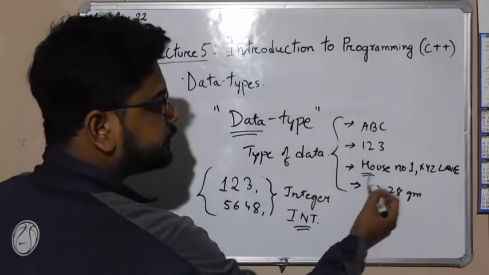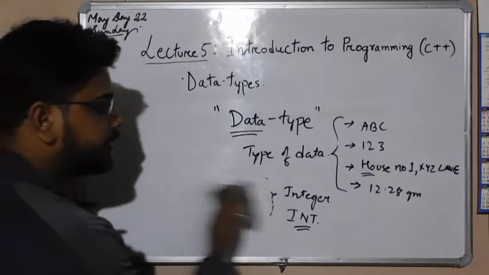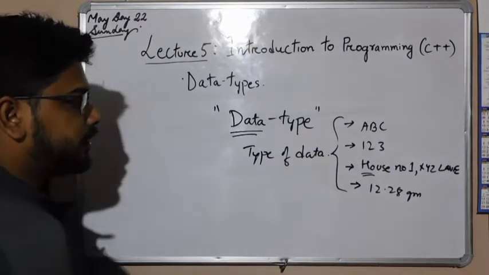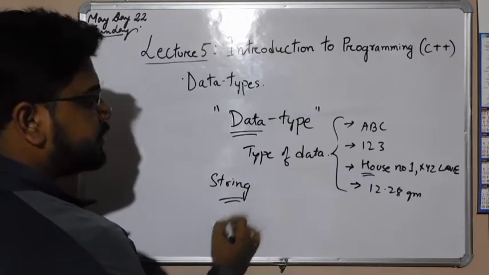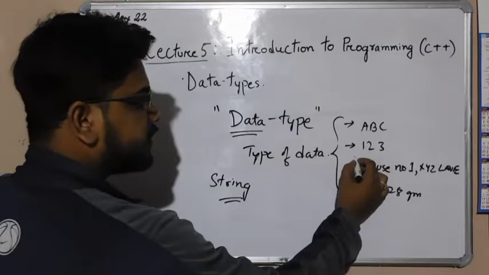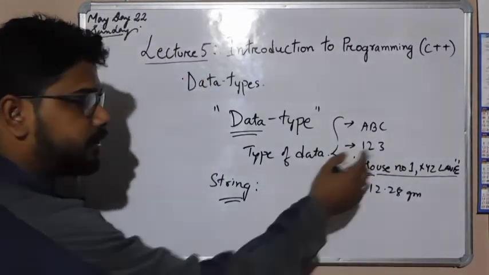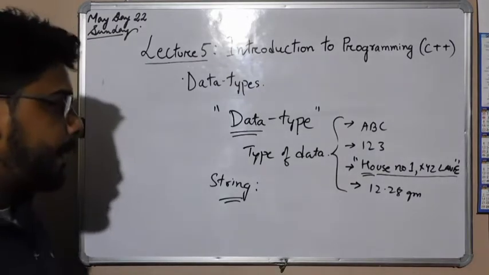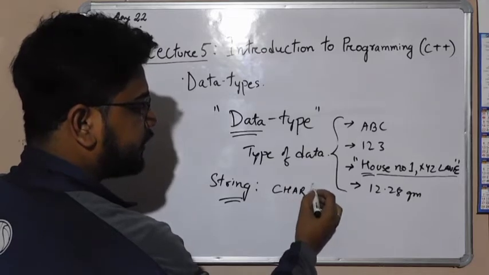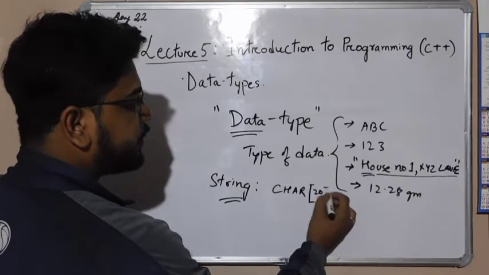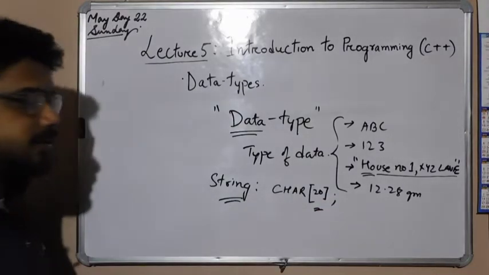Then this. Now in C++, we treat this as a string. So what is a string? This can be called a string, an array of characters, right? Now how to represent it? What is the data type? We represent it using char, characters. We have a certain size for it, let's say 20. So this is one data type of C++.